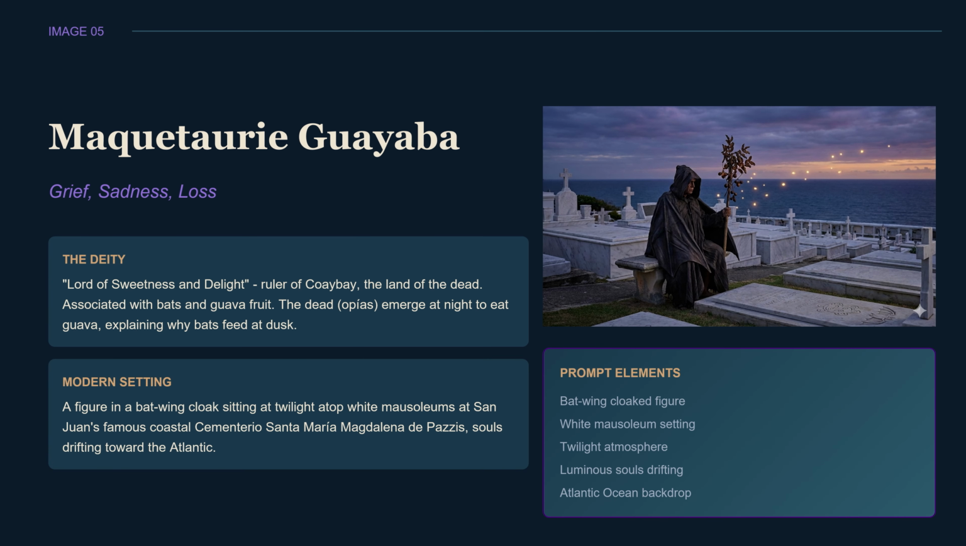Next is Maketaori Guayaba, the Lord of the Dead, representing grief. He sits in a batwing cloak atop San Juan's famous coastal cemetery, with souls drifting toward the Atlantic at twilight.